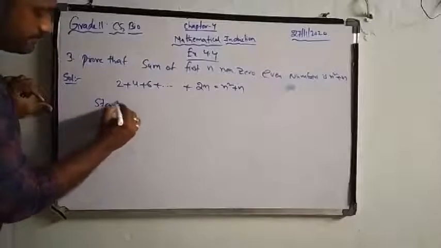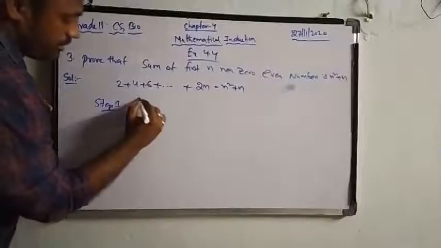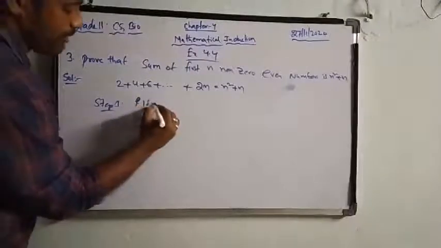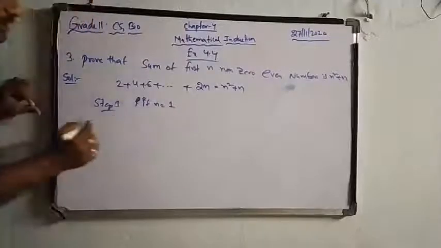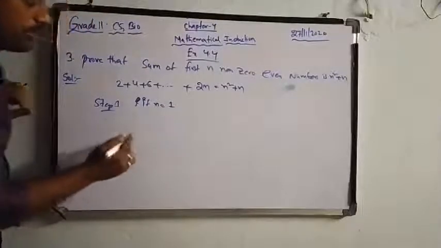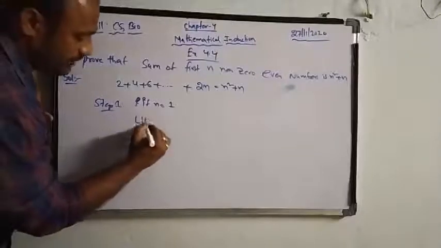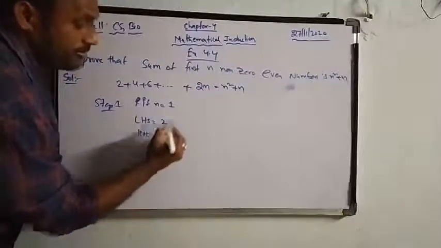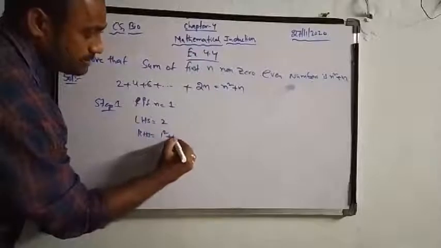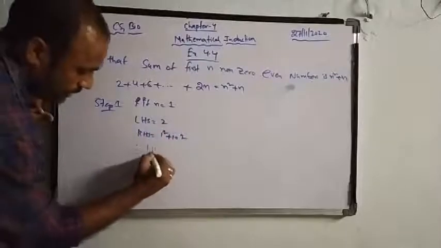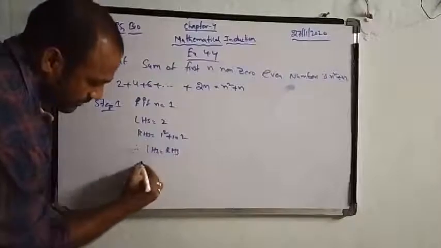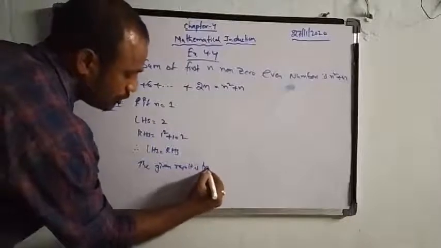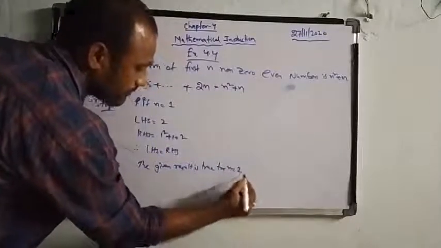So step 1. Let us take n equals 1. We need to check the given result for n equals 1. On the left hand side, 2 into 1 is 2. On the right hand side, 1 plus 1 is 2. Therefore left hand side is equal to right hand side. The given result is true for n equals 1.